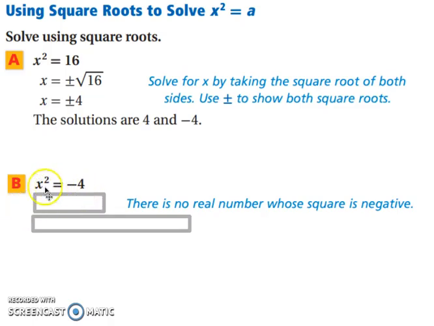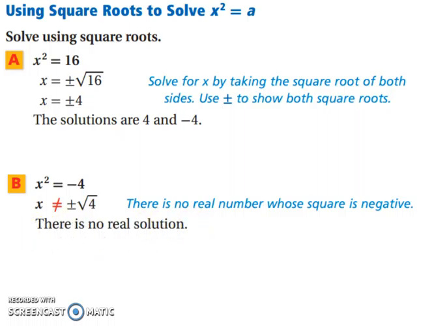When you try to take the square root of both sides here, you end up taking the square root of a negative number. You can't take the square root of a negative number, so there are no real solutions. Once again, if you're trying to take the square root, you can't take the square root of a negative number and have a real solution.